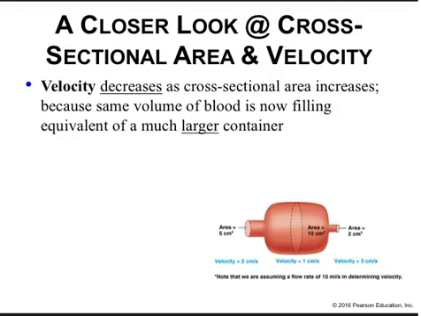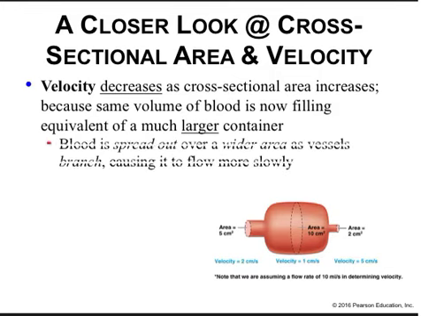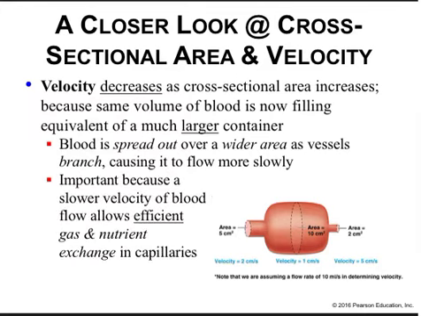Velocity decreases as cross-sectional area goes up because the same volume of blood is now filling the equivalent of a much larger container. Blood is spread out over a wider area as the vessels branch, causing the flow to slow. And this is important because a slower velocity of blood flow allows efficient gas and nutrient exchange in the capillaries, and it also provides enough time to remove the waste products, the carbon dioxide, the ammonia, the urea, all that other stuff that the cells make as they metabolize.